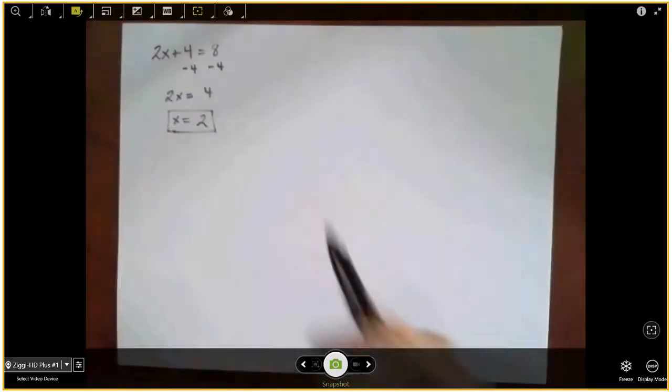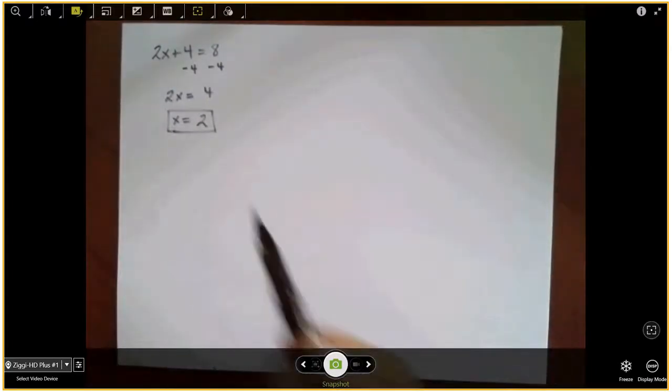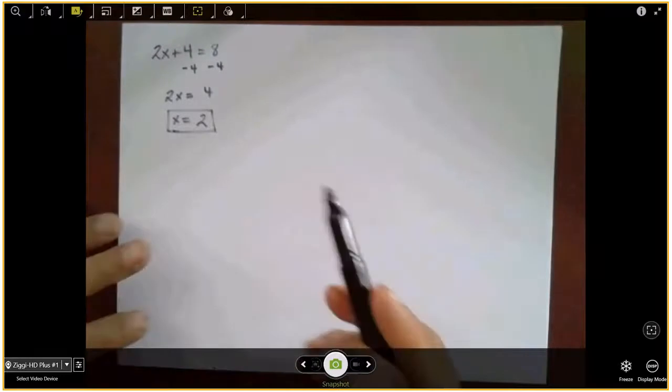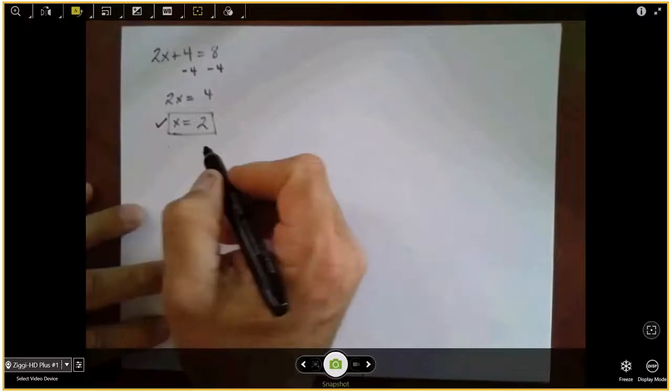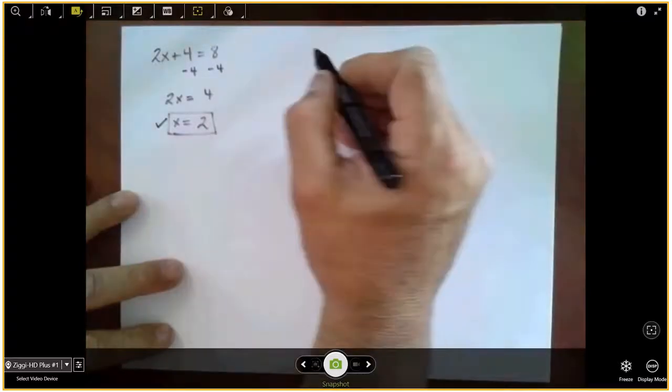If you plug 3 into this equation, it would not work. If you plugged 8 into this equation, it would not work. The only number that will work is 2. Now, if an equality means one number, then what is an inequality? An inequality is these guys.